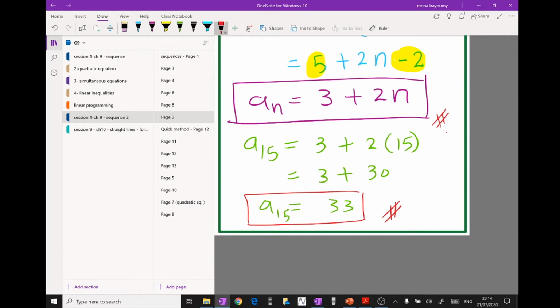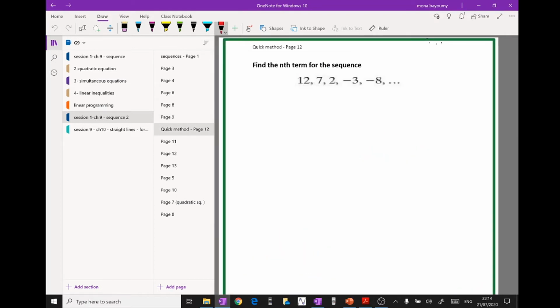Okay. We want to learn another way to find the nth term. To find the nth term, we have a very, very quick method. In this method, here we have 12 is the first term, 7 is the second term, 2 is the third term, negative 3 is the fourth term, negative 8 is the fifth term.